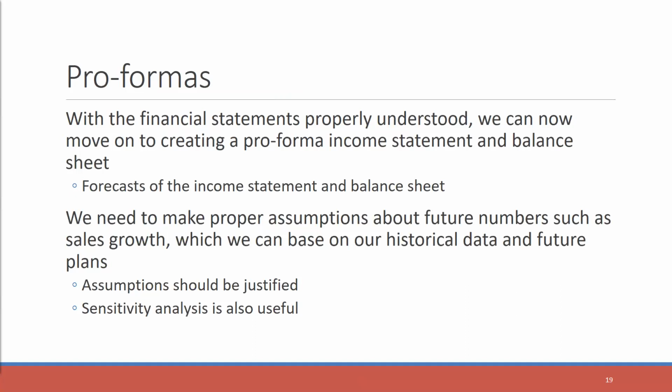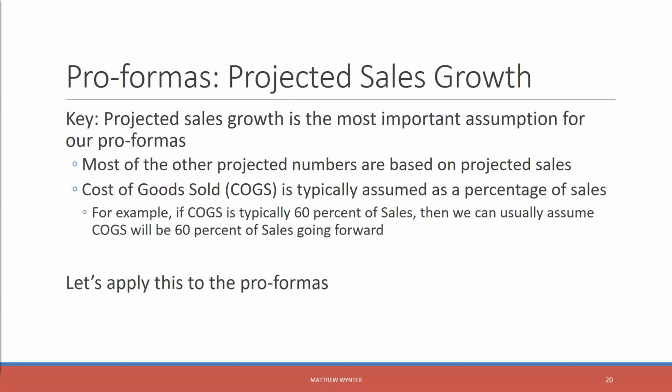The way we're going to do this is by forecasting an income statement and a balance sheet. We need to make some proper assumptions about future numbers, such as sales growth, which we can base on historical data and future plans. We want to make sure that our assumptions are justified, and sometimes it's good to do sensitivity analysis to see how your projections veer given these different assumptions that you're making. So how do we do this?